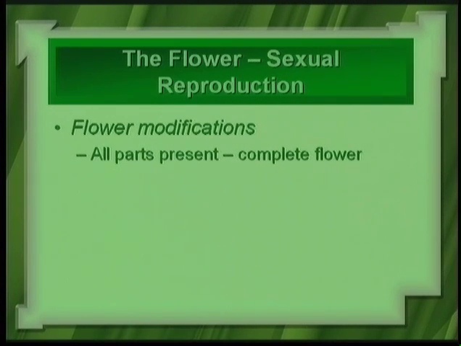Now another thing, we also have floral modifications. In the model that we looked at before and on some of the flowers we've just seen, if you have all 4 parts, if you have sepals and petals and stamens and pistil, if you have all these 4 parts present, that's something that we call a complete flower. You have all 4 parts of the flower present. That's called a complete flower.